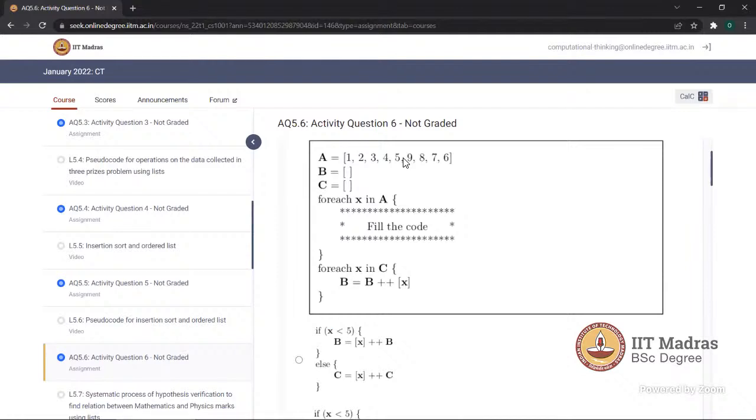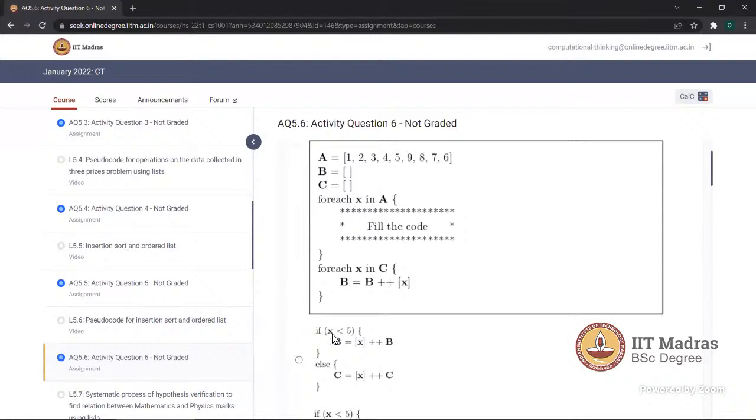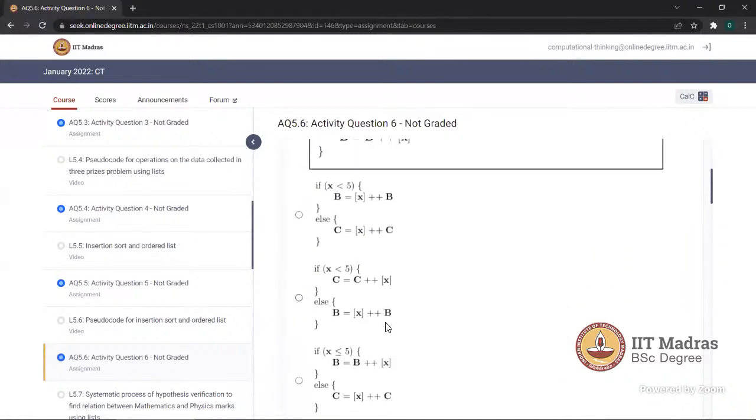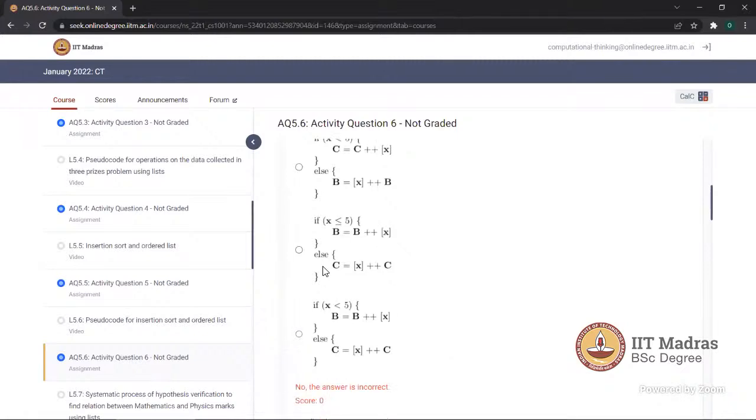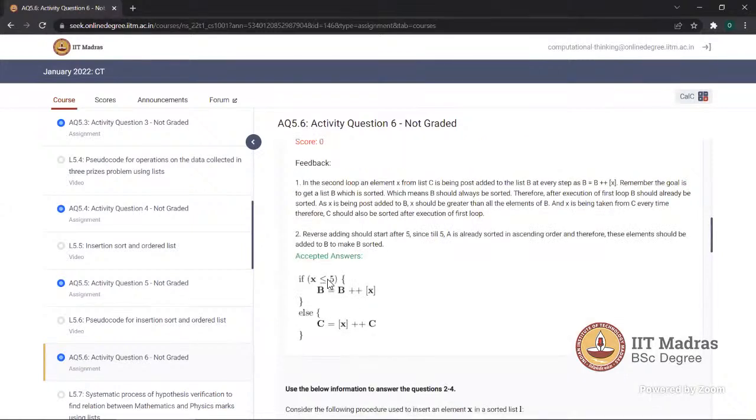We can simply pick one element from A and append it to B, where B should be the sorted list. We pick one from here, put it in B, pick 2 from here, put it in B. We can do that till 5. So if X is less than or equal to 5, as you can see in the correct option, we are simply picking the element and putting it in B. Is that part clear? Yeah, that part is clear.